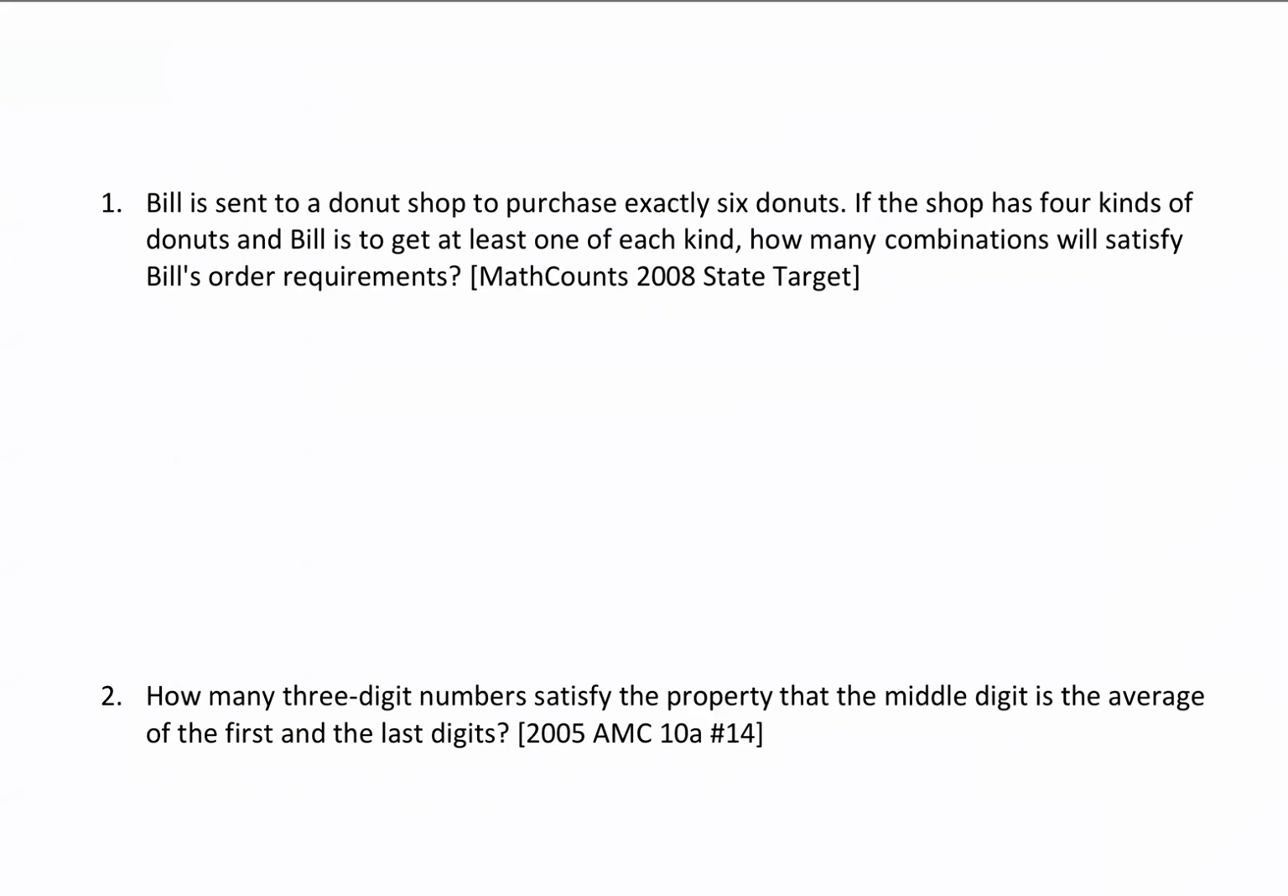Bill is sent to a donut shop to purchase exactly 6 donuts. If the shop has 4 kinds of donuts and Bill is to get at least 1 of each kind, how many combinations will satisfy Bill's order requirements? And I'll give you guys a couple minutes to think about it.